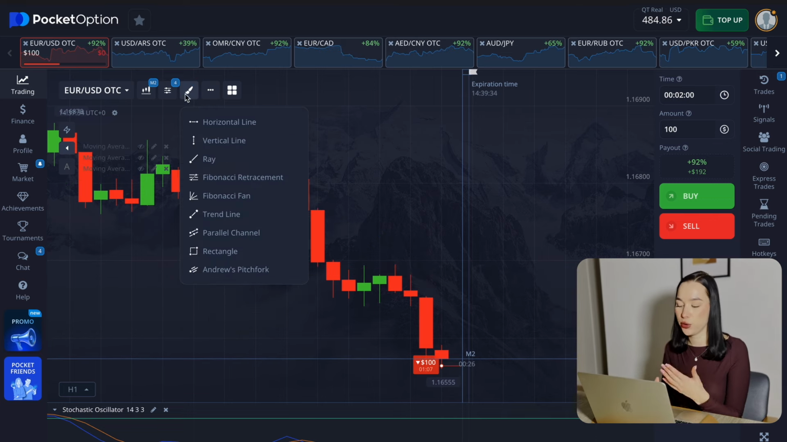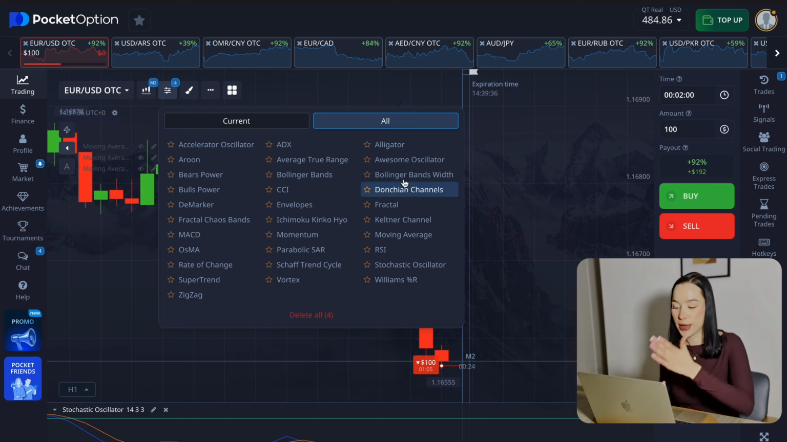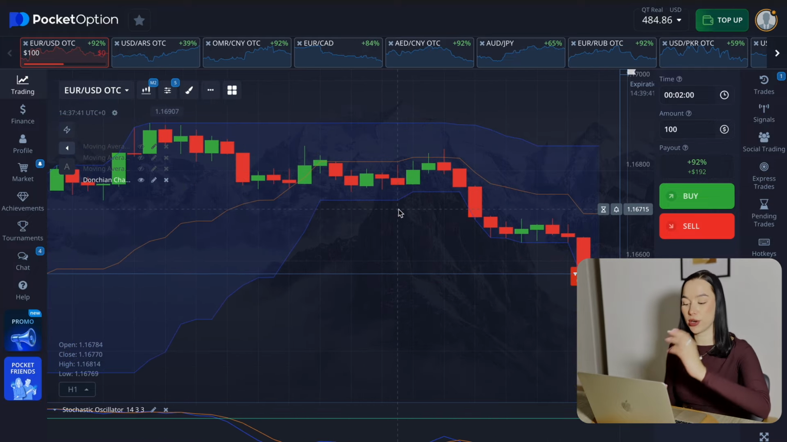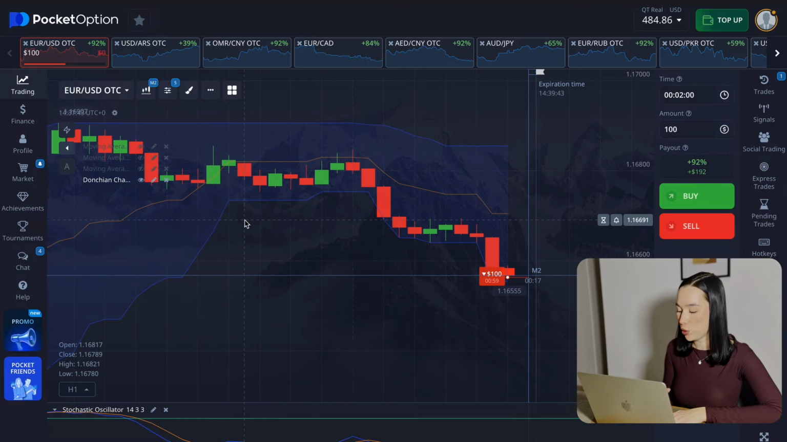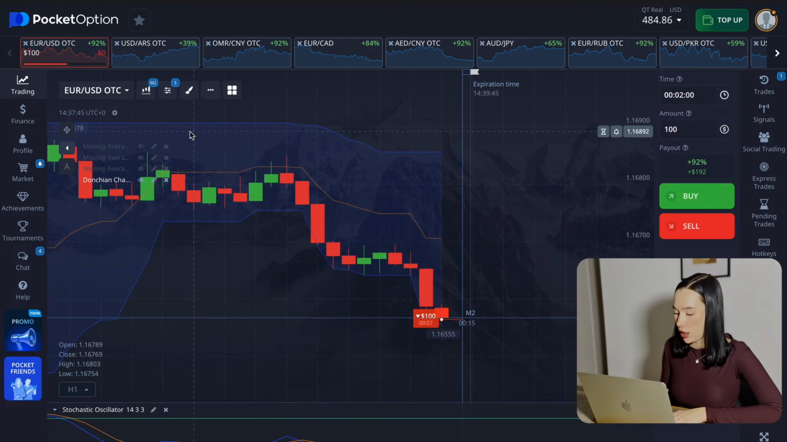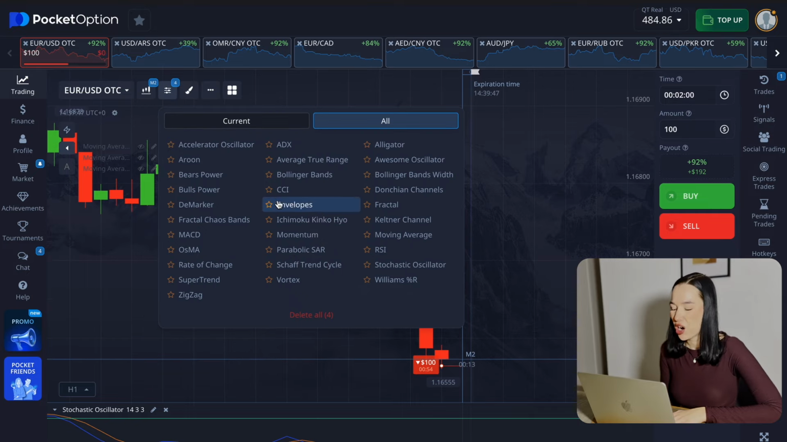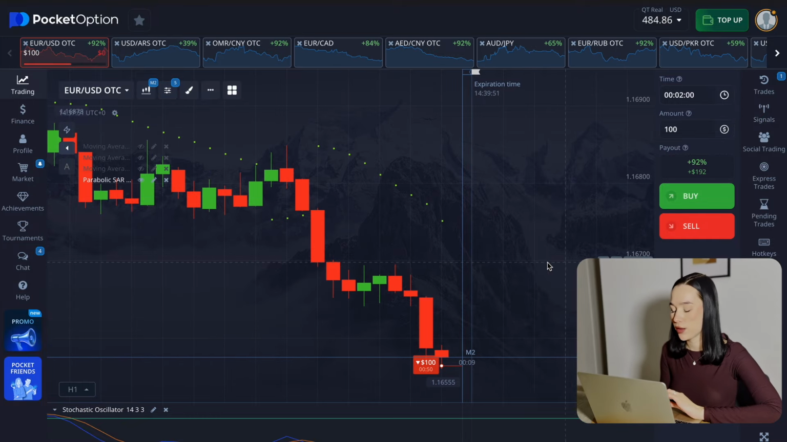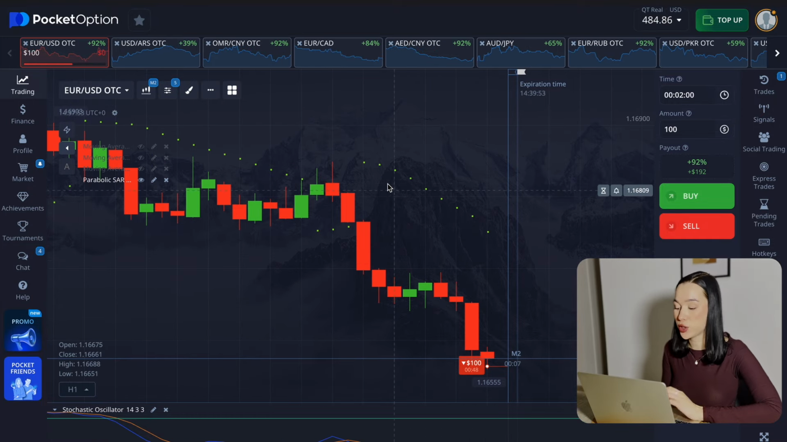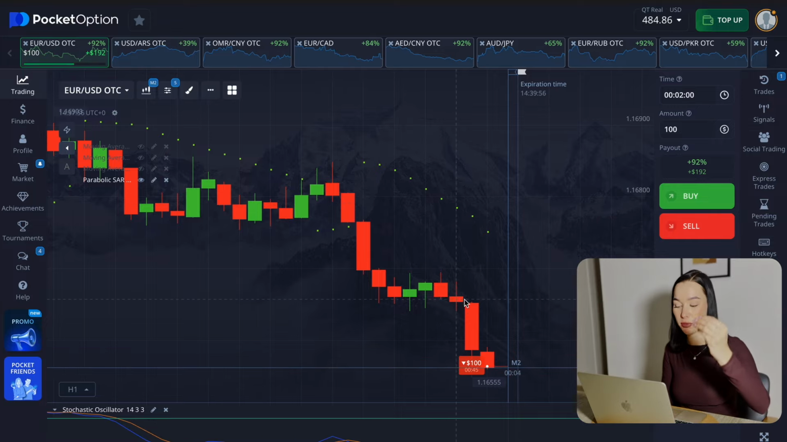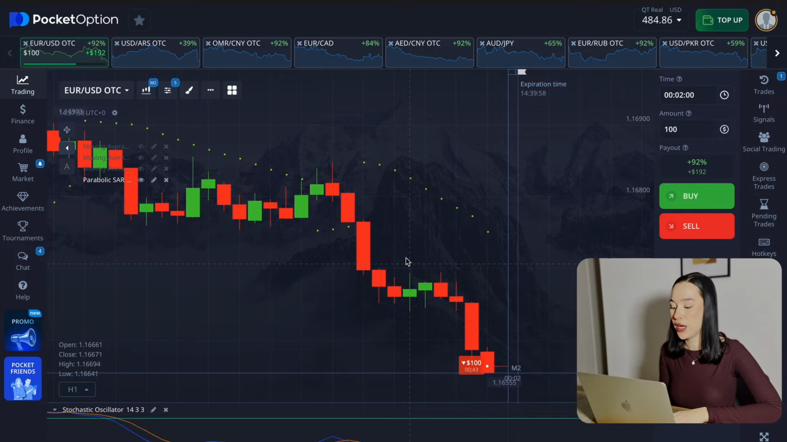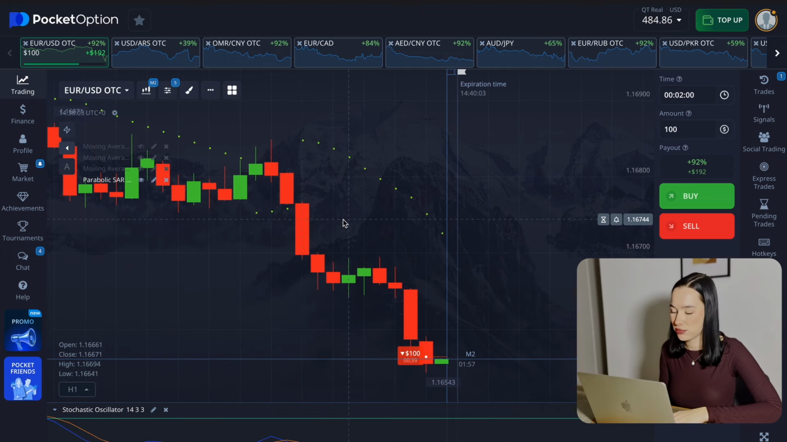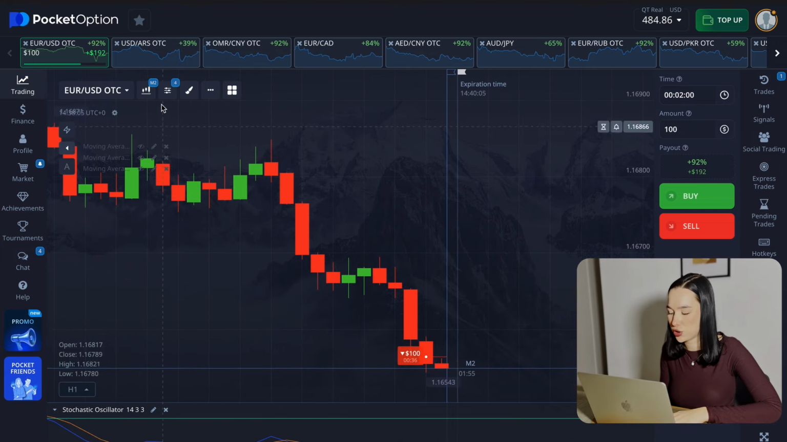For example, if it's really hard for you to find support and resistance levels, boom, the Donchian channels work really great for that, to show you the range of the price. Also, let me check out, for example, Parabolic SAR. Yeah, you can use that if you're just a beginner and you also want to know what trend it is for now. So if you see the green points above the chart moving from top to bottom, it is definitely the downtrend. If it's the opposite, it is the uptrend.